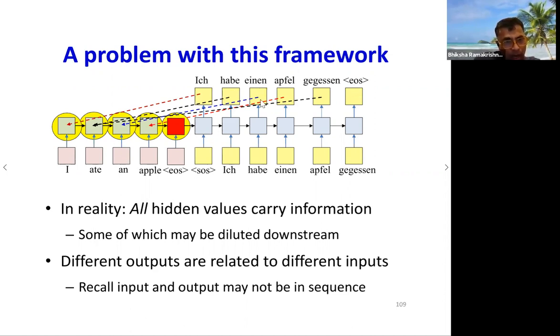So if you look at specific words over here, they are more dependent on some words in the input than the others. To have them all try to extract their information from just this one squished up representation is not the optimal thing to be doing. So we need a mechanism for the outputs to focus on the most relevant hidden representations of the input, not just the final one. And the solution for this is attention.